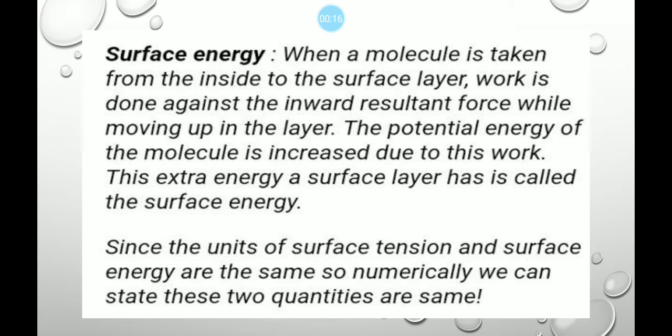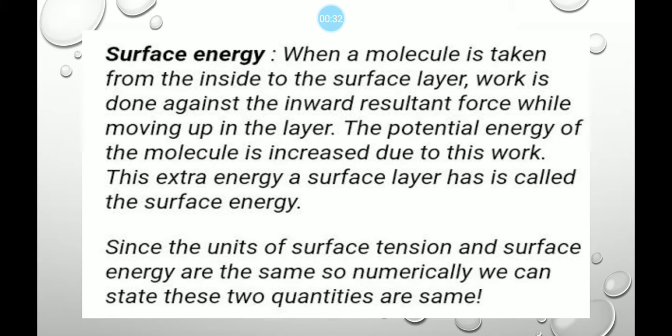In this lecture, we have to see what we mean by surface energy and the relation between surface tension and surface energy per unit area. At first, we have to discuss surface energy.